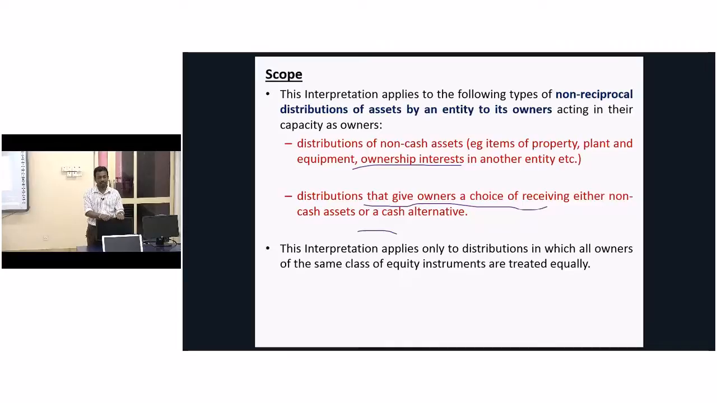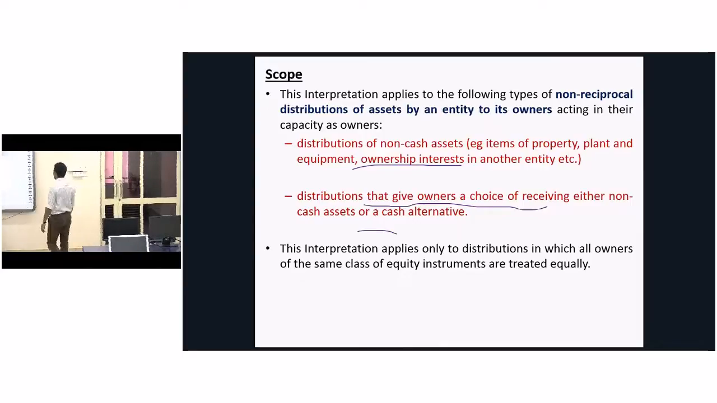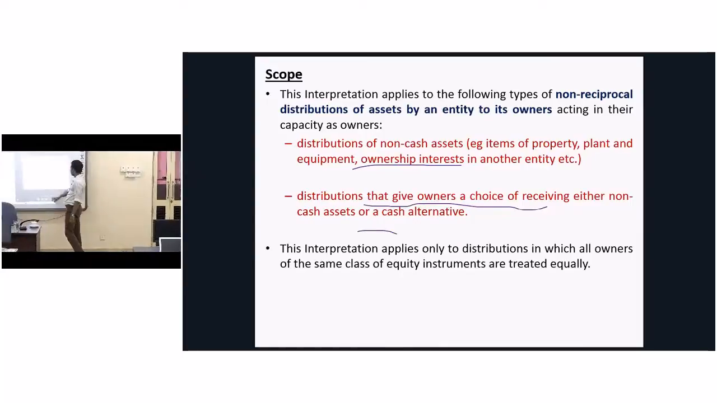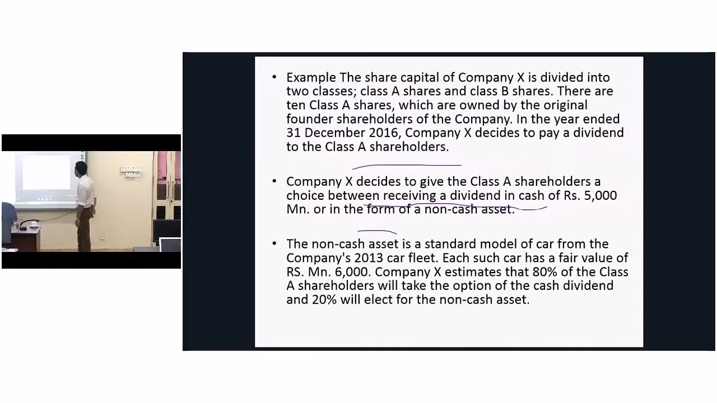Let's say now I propose like this. I am going to pay dividends to my shareholders, but I can propose them: you can buy gift vouchers, this much worth according to the value, or you can have cash. The shareholders will decide whether you get gift voucher or cash. That is also covered by this IFRIC. I'll come to this example later because I made this example.